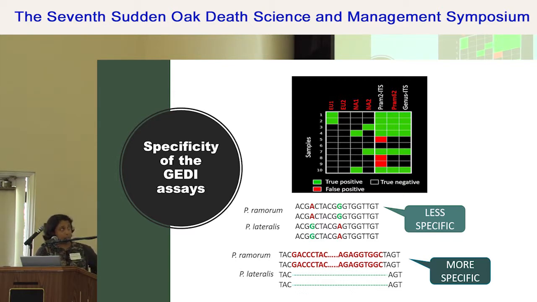So in a screen for environmental samples, while the assays that use unique genes are more specific, those using the universal genes can give false positives. And this is important for nurseries, because if they detect false positives, that means they have to adopt quarantine.